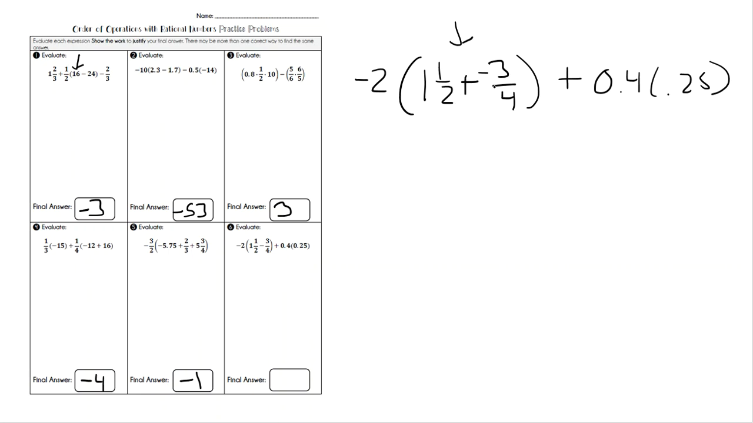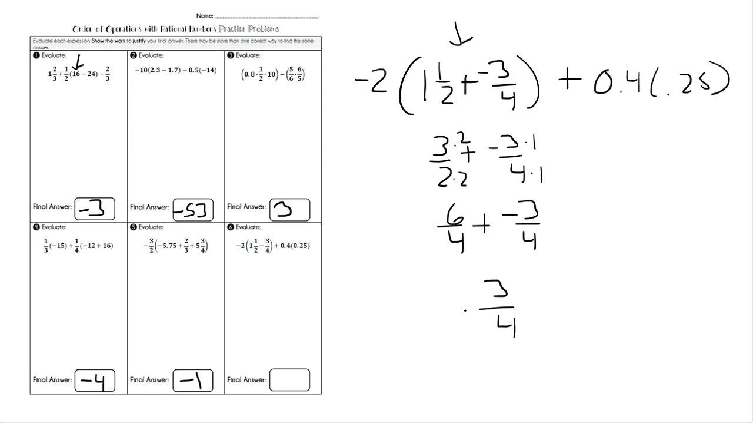In order to do this, 1 1/2 combined with negative 3/4, I'm going to change the 1 1/2 to an improper fraction, which would be 3/2 plus negative 3/4. Then I'm going to find a common denominator, which would be 4. I have to times this by 2, this by 2, that gives me 6. This by 1 and this by 1, which gives me negative 3. And a 6/4 and a negative 3/4 would be a 3/4. Okay, that's what ends up being in our parenthesis.